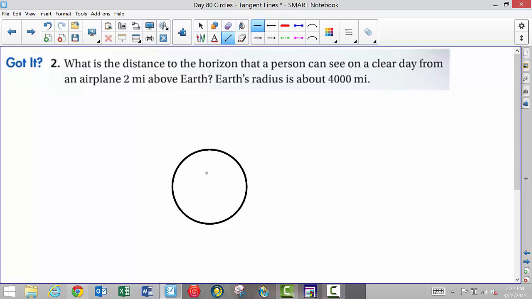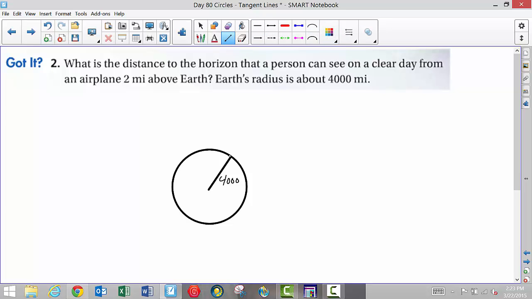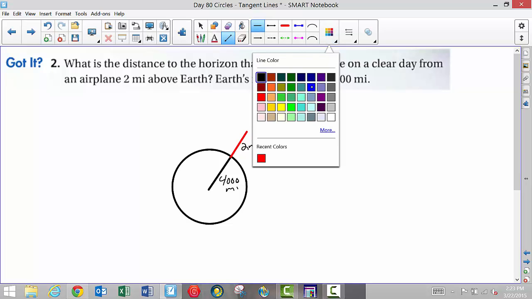So in this case, my radius of the Earth is 4,000. Okay. I'm 2 miles above the Earth, so I'm going to do that in red. So this is 2 miles. I want to know how far can I see? Well, this is going to be my blue.